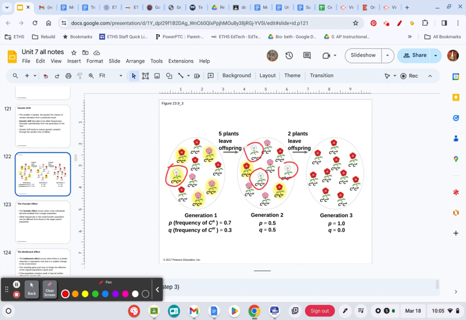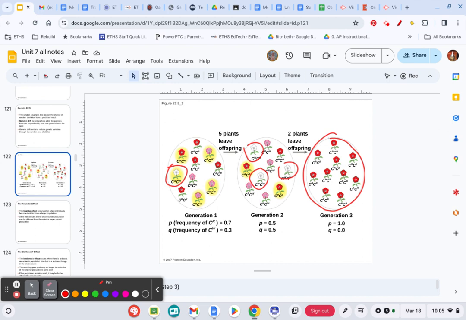But then in the last generation that they're showing here, something happened, and the only ones that reproduced were the red flowers. And in this case, it didn't have anything to do with the red flowers being more advantageous or better adapted. They just, for whatever reason, because it was a small population, you could get this effect.